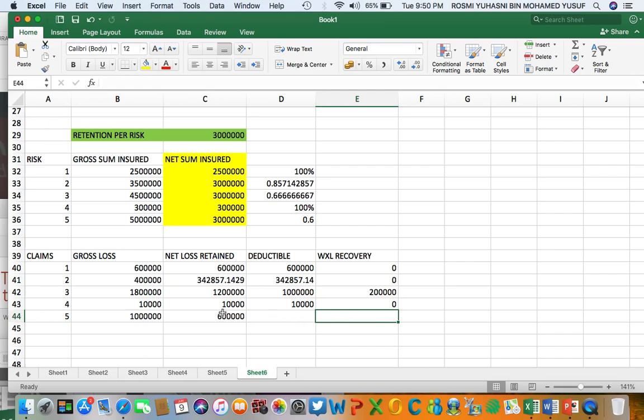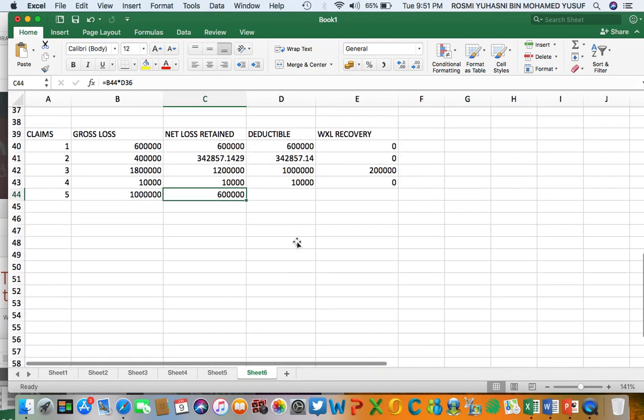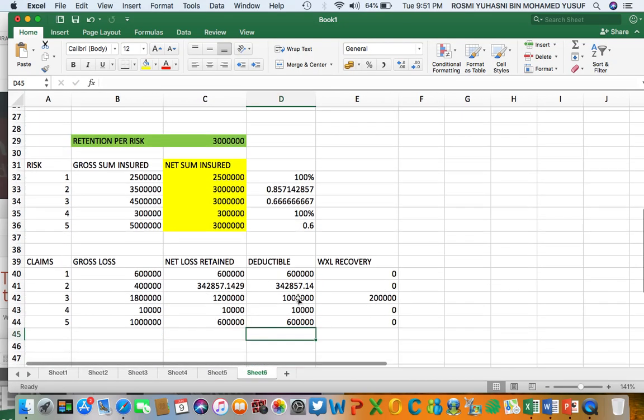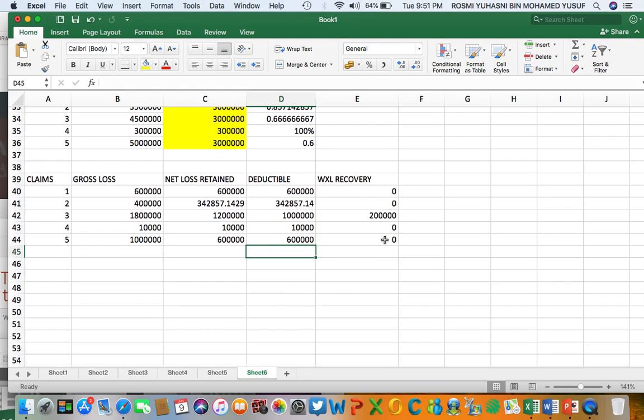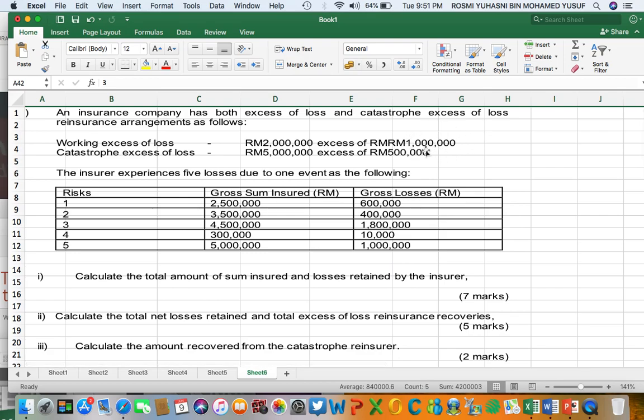Okay, let's move to the last claim. With a net loss retained of 600,000, compared with the deductible of 1 million, there is also zero recovery from the reinsurer because 600,000 is less than 1 million, meaning that the reinsurer is not involved with claim number 5. So overall, the reinsurer is only involved with claim number 3 because this amount of net loss is more than the deductible.